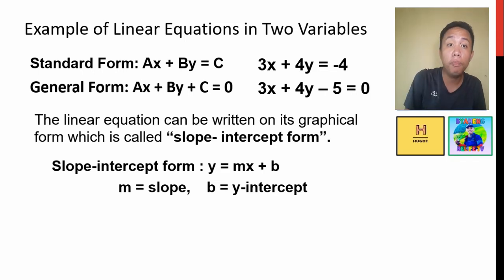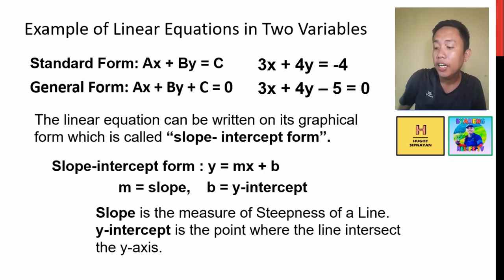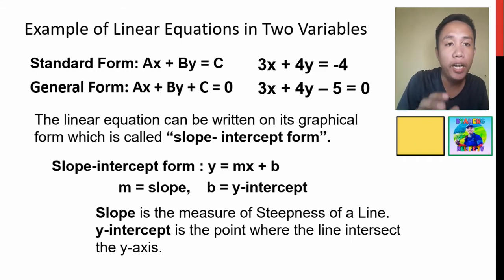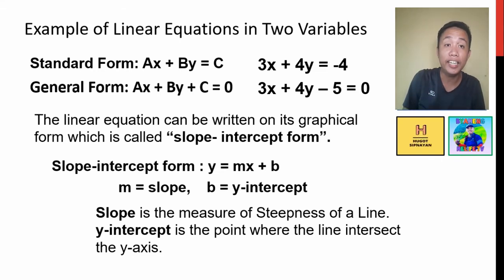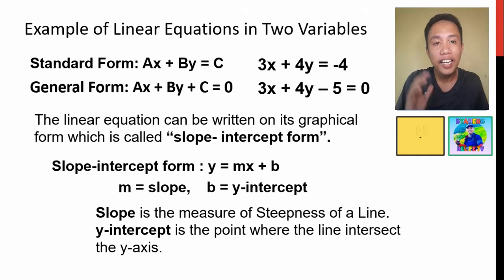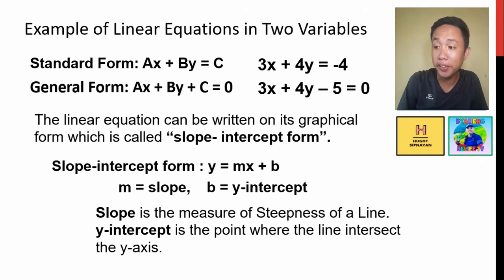Na kung saan, guys, ang m natin ang slope, tapos yung b natin yung y-intercept. Ano nga ba yung slope at saka yung y-intercept? According dito, ang slope natin ay measure ng steepness ng line, kung gaano katarik ang isang line, at yung y-intercept ay yung point kung saan nag-intersect ang line sa ating y-axis. Let's have some example kung paano ba to.